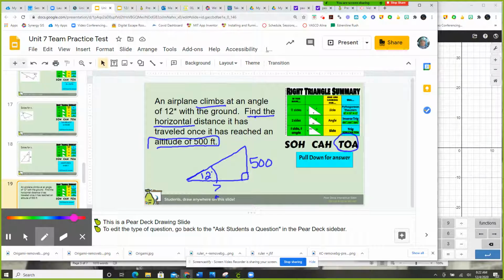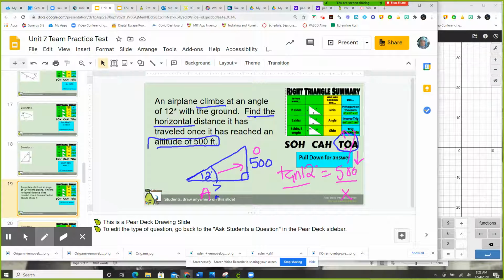Tangent 12 over 1 equals 500 over x. I think that's what we're going to get because this is the O and this is the A. So tangent of my angle always goes next to the tangent. And then we're going to go O over A. This is the numerator. This is the denominator. So 500 over x. And because we have that x in the denominator, what do we do with the tangent and the x? Divide. So we're going to do 500 divided by tangent of 12.